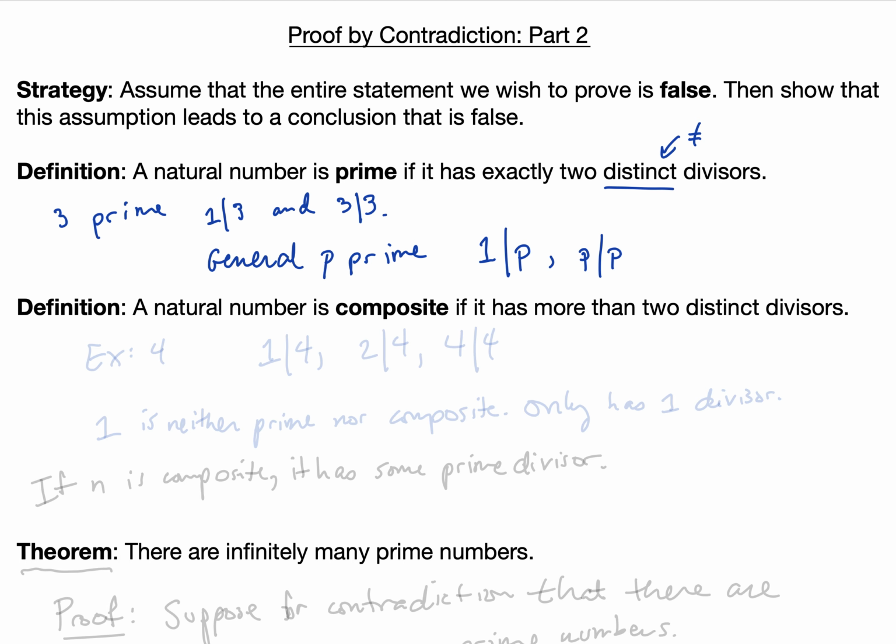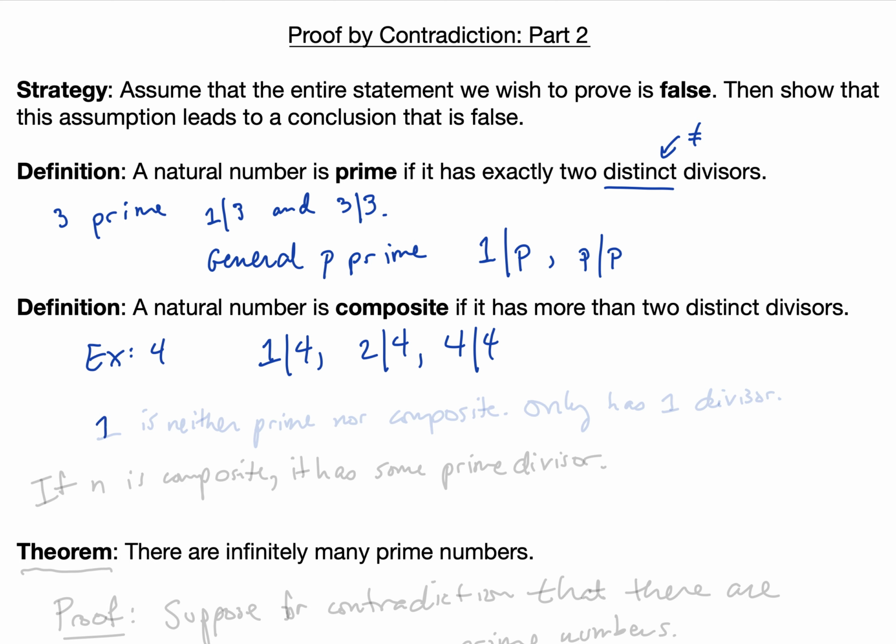dividing P. A natural number is composite if it has more than two distinct divisors. So, for example, 4 is composite because 4 has 3 different divisors. 1 divides 4, 2 divides 4, and 4 divides 4. So it has more than two distinct divisors.